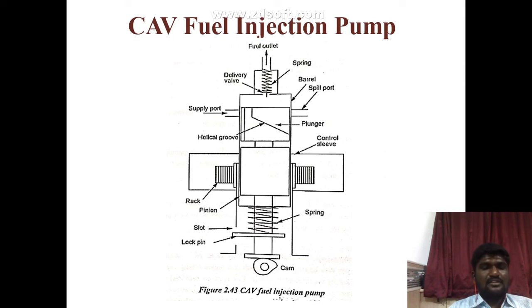Okay, right? The function of the fuel injector is to deliver finely atomized fuel into the combustion chamber. It also helps bring each droplet of fuel into contact with a sufficient amount of oxygen in the air, right? So this is the CAV fuel injection system, right?